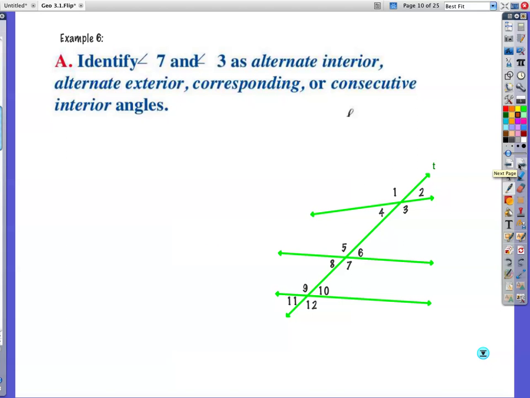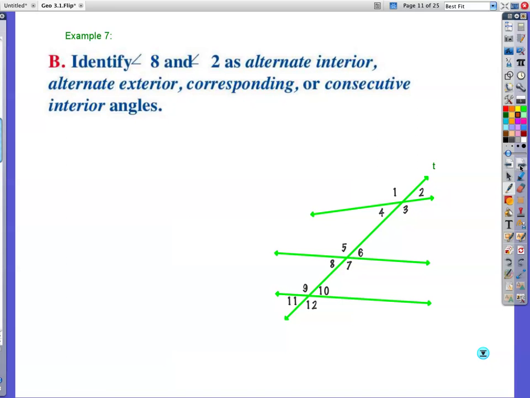All right, we want to identify angle 7 and angle 3 as either alternate interior, alternate exterior, corresponding, or consecutive interior. Basically, the next set of questions are all like this. Let's jump to it. Angle 7 and angle 3. Those are going to be corresponding angles. If you draw this picture once and then just do different symbols, you do circles and then triangles in your notes so you don't have to draw it out over and over again.